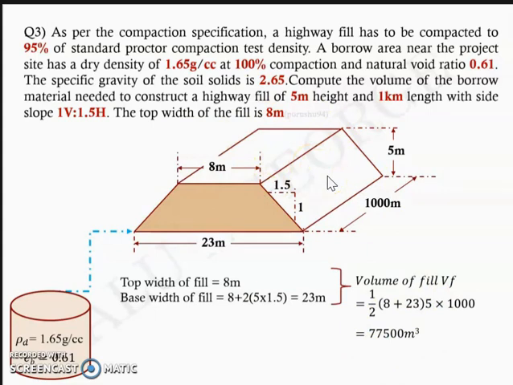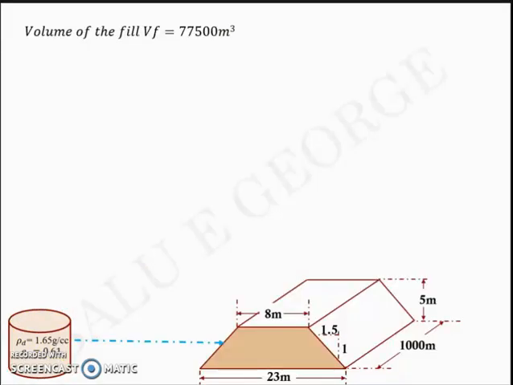Now, the question is different. The question is to compute the volume of the borrow material needed to construct this fill, right? Which means the volume that you take from this. Alright, now we have calculated the volume of the fill or the embankment to be 77,500 meter cube. Now, in the question it's given that the borrow area has 100% and the fill or the embankment has 95% of the standard Proctor compaction test density, which means the borrow area has 100%, the fill will have 5% lesser density, right?